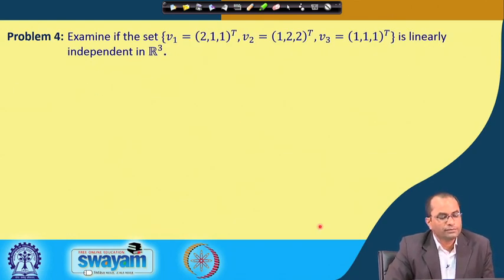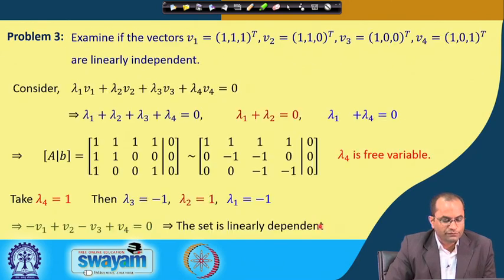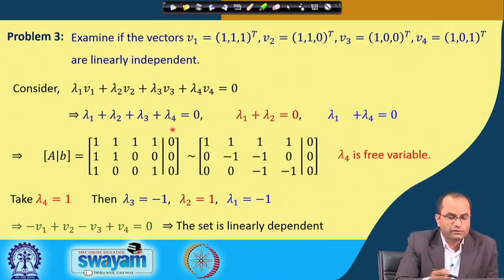So, another problem we will examine now is the set (2, 1, 1), (1, 2, 2) and (1, 1, 1), whether it is linearly independent or linearly dependent. Just getting back to the previous one, it is a similar problem.